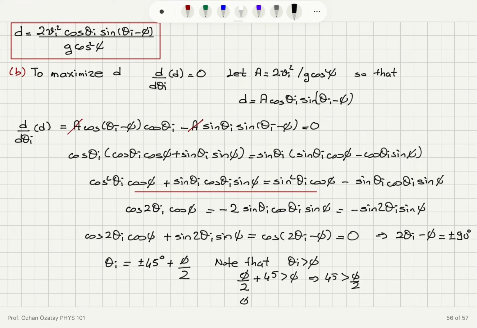If I take the answer phi over 2 minus 45, it is greater than phi; this will give me minus 45 is greater than phi over 2. This cannot be accepted, and I clearly have phi less than 90 degrees. So this cannot be correct. I have to take this other answer, so theta I must be equal to 45 degrees plus phi over 2.